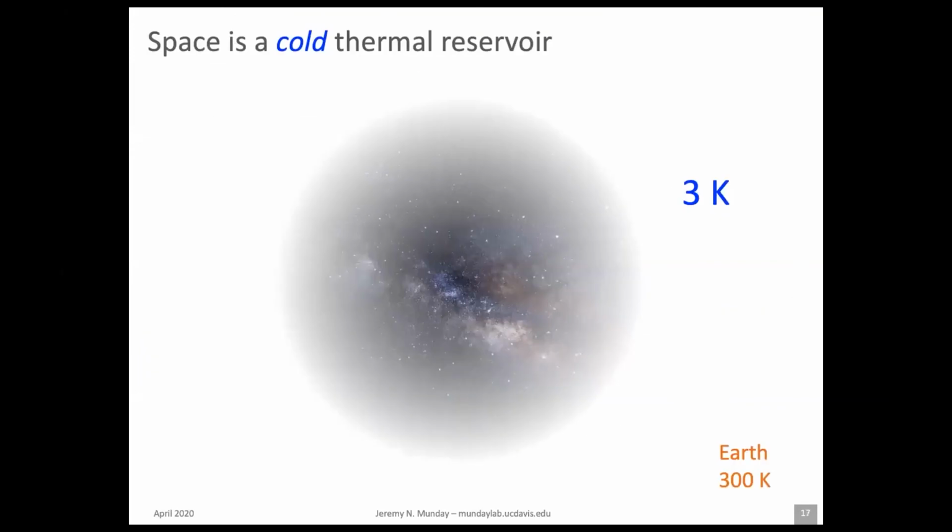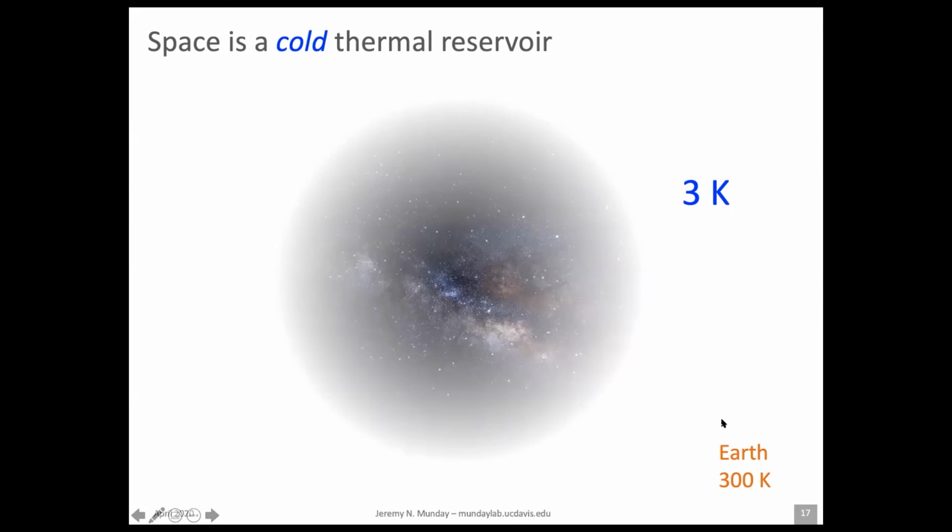Now, we could also think about deep space as being a thermal reservoir. Deep space is really, really cold, at like 3 Kelvin. If we think about something on Earth looking at space, Earth is now our hot object and space is our cold object, but it's still just 2 different temperatures.